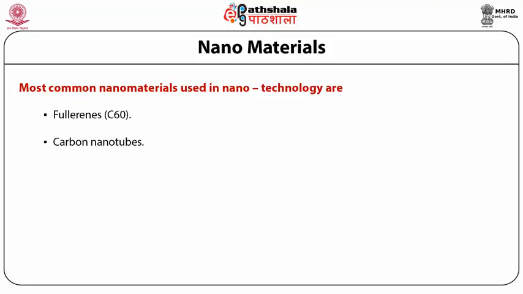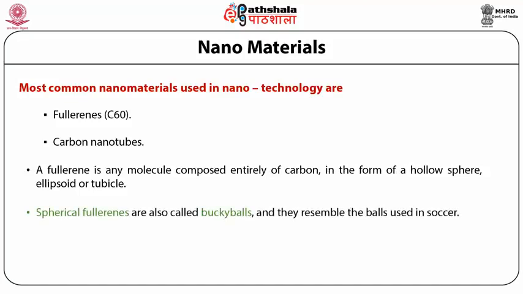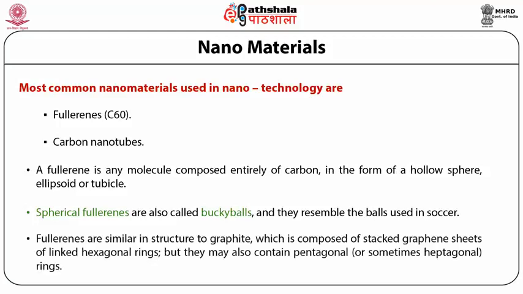So what are the fullerenes? A fullerene is any molecule composed entirely of carbon in the form of a hollow sphere, ellipsoid or tube. Spherical fullerenes are also called buckyballs. They resemble the balls used in soccer. They are similar in structure to graphite, which is composed of stacked graphene sheets of linked hexagonal rings, but they may also contain pentagonal or sometimes heptagonal rings.